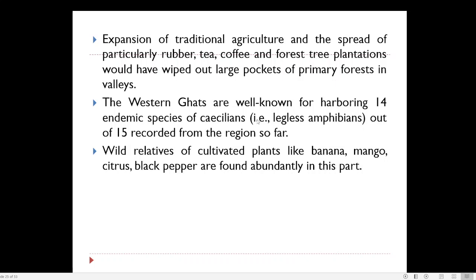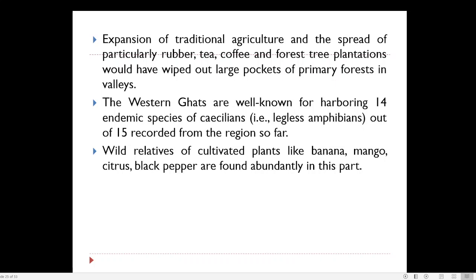Western Ghats are well known for harboring 14 endemic species of caecilian legless amphibians out of the 15 recorded from the region so far. That's one importance. That shows the importance of Western Ghats in terms of biodiversity, and many wild varieties of plants like banana. For example, in Kerala, you have different types of banana. We have Nyalipuvan, then normal robusta banana, then Palayankodan. Then if you go to Trivandrum area, there is a red colored banana. Then Kadali, Puvanpazham, then Ethapazham. These are the different varieties.